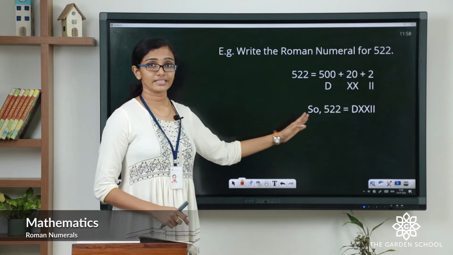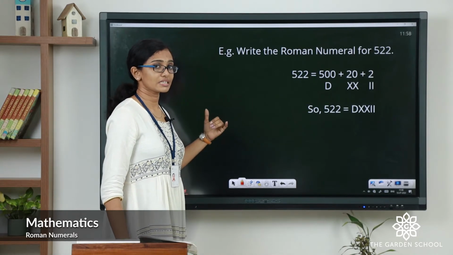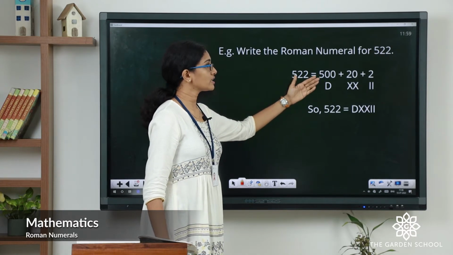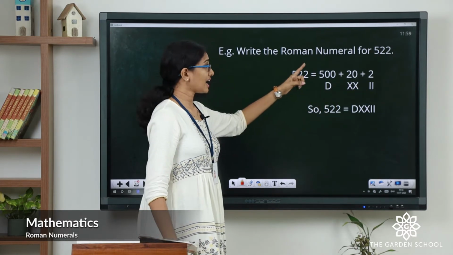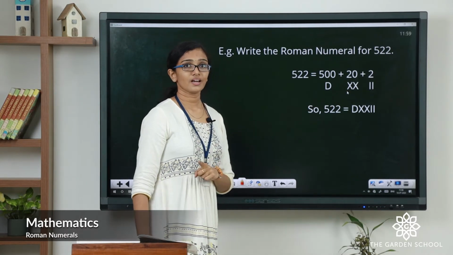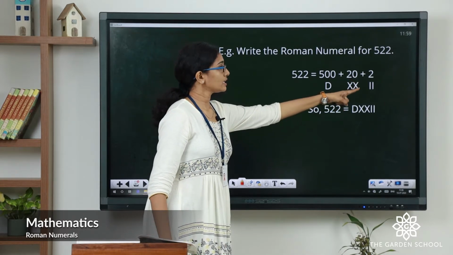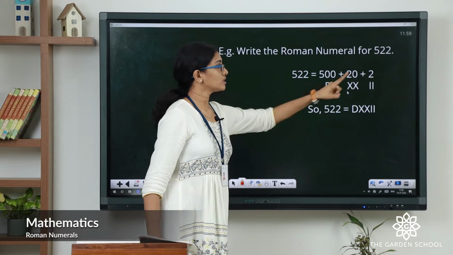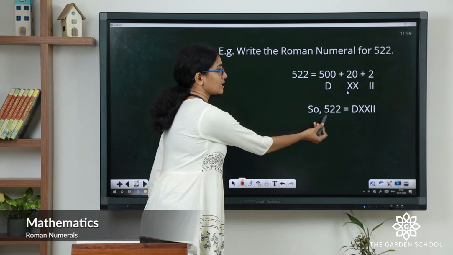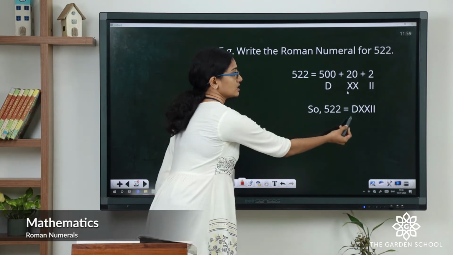Now, here is an example. Write the Roman numeral for 522. We have already seen the symbols. See, 522 can be written as 500 plus 20 plus 2. We have a symbol for 500. Now, X represents the value of 10. So, 2X represents a value of 20. And I represents 1. So, 2I means the value is 2. So, the number 522 is represented in Roman numerals as this.